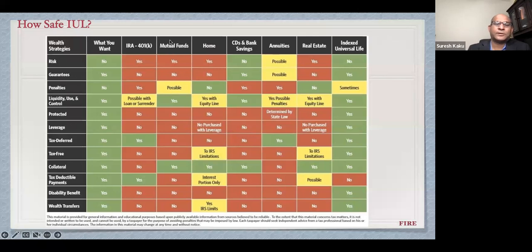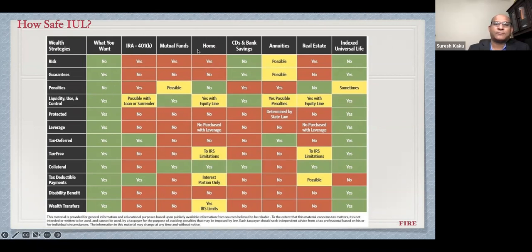And now talking about the mutual funds, right? When you're investing outside, does it have a risk? Yes. Guarantees? No. Penalties? Possible. Basically so on and so forth, right? So if you see yes, that means it has what we are looking for. No means it doesn't have what we are looking for here.